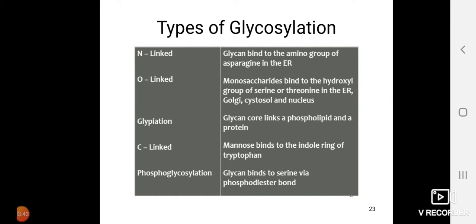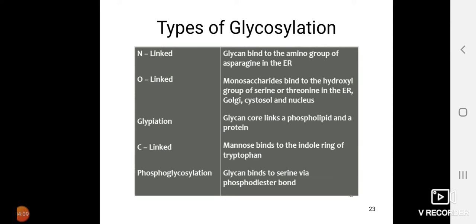In O-linked glycosylation, the process is a little different from N-linked glycosylation. Here stepwise addition of sugar units, monosaccharides, is going to take place, and the addition happens to the serine or threonine amino acids within the nascent polypeptide chain. This O-linked glycosylation can take place in the endoplasmic reticulum, in the Golgi complex, even in the cytoplasm, and even in the nucleus.